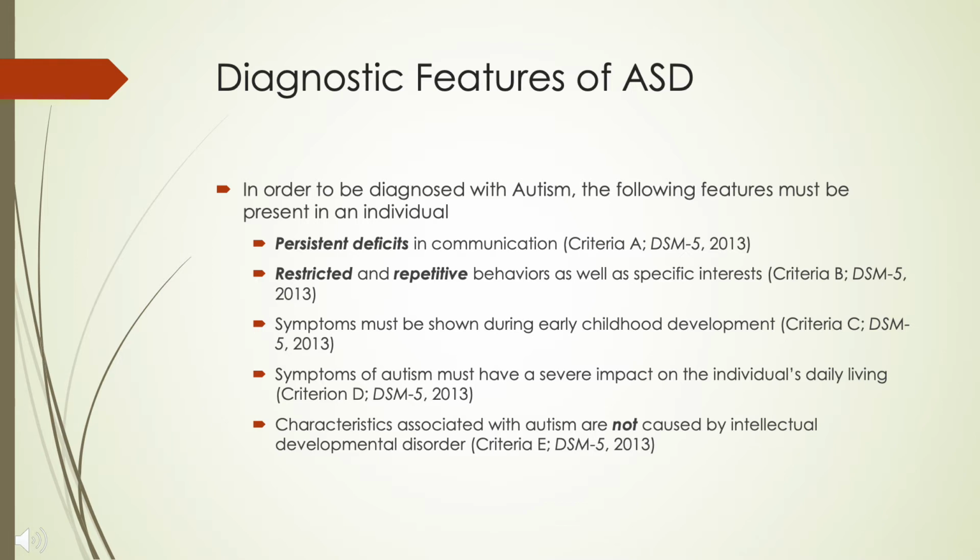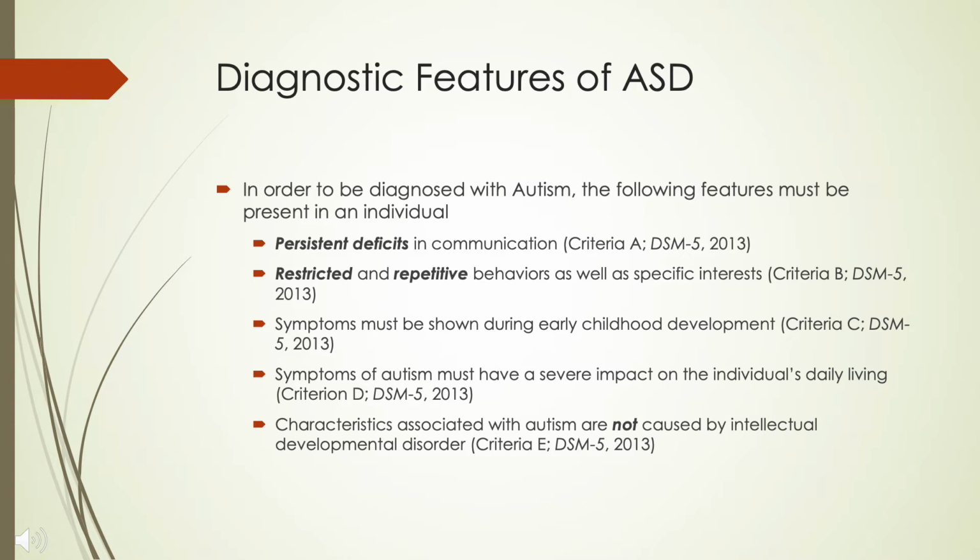According to the Diagnostic and Statistical Manual of Mental Disorders, the first criteria states that in order for a child to be diagnosed with autism, he or she must present persistent deficits in his or her communication skills.